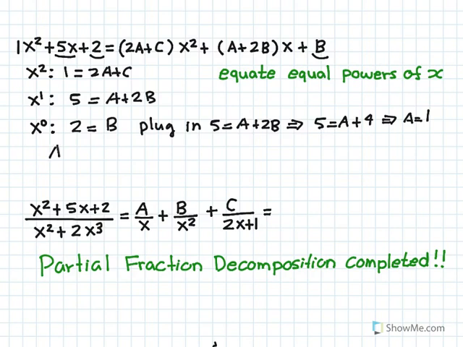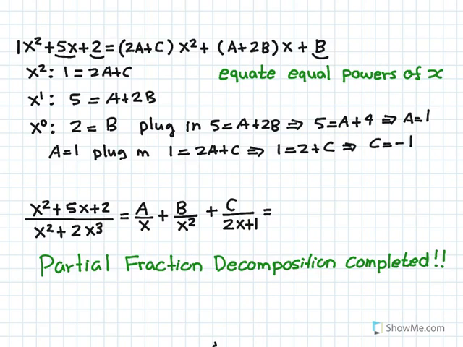Now let's take a equals 1 and plug it into the first equation. So we plug in, 1 is equal to 2a plus c. So we get 1 is equal to 2 plus c. Solving for c, we get c is equal to 1 minus 2, which is negative 1. So we now have a, b, and c solved for. We have b equals 2, we have a equals 1, and c is equal to minus 1.